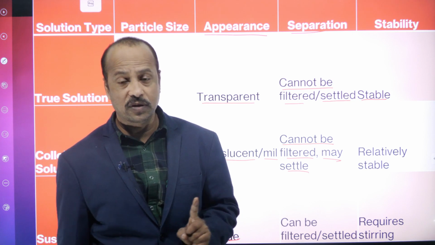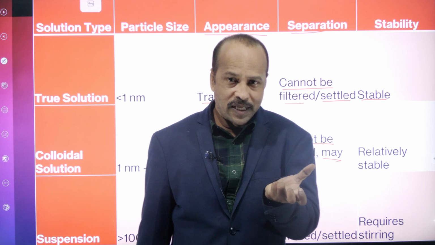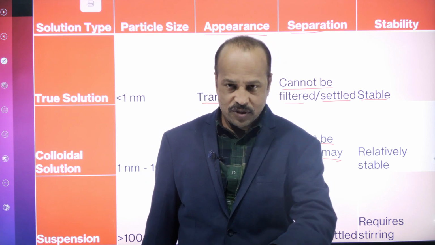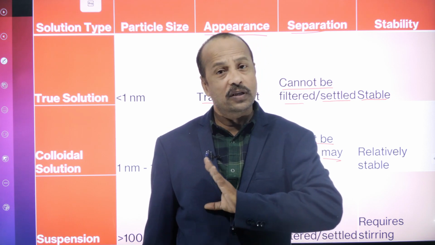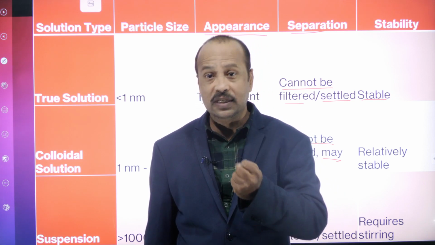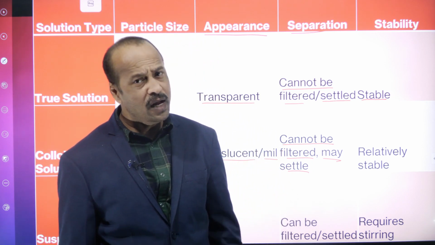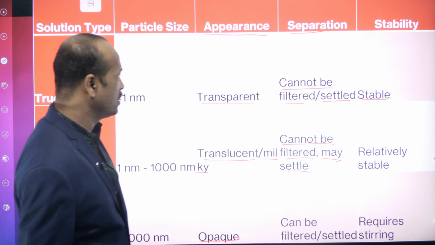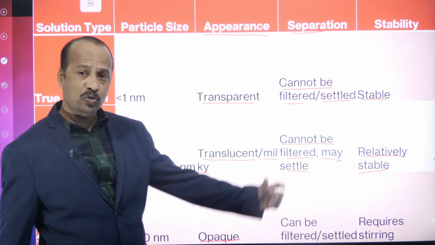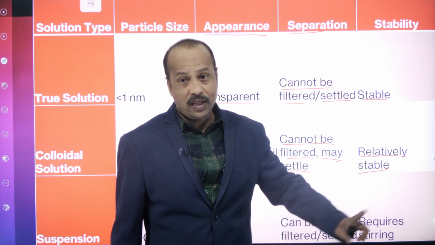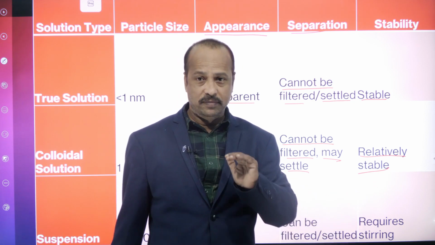So that is called stability. Here the true solutions are stable. The dissolved particles cannot come down, they cannot come out of the solution and they cannot settle. They are always mixed with the solution, so such solutions are stable. And the next one? Colloidal also is of course stable. They are relatively stable. Relatively stable means what? They are not as stable as true solutions, but they are not unstable like suspensions. They are stable.